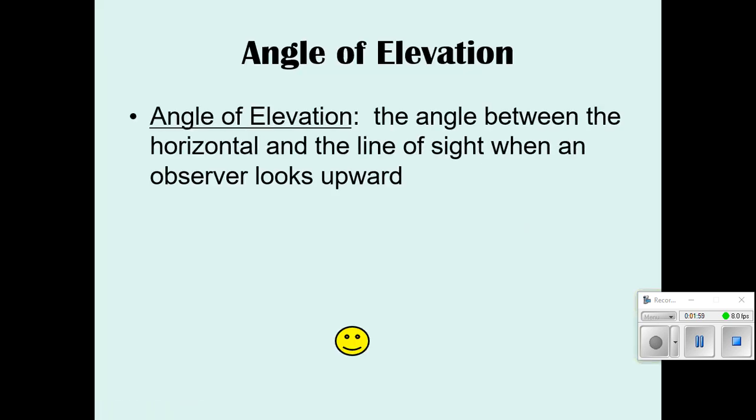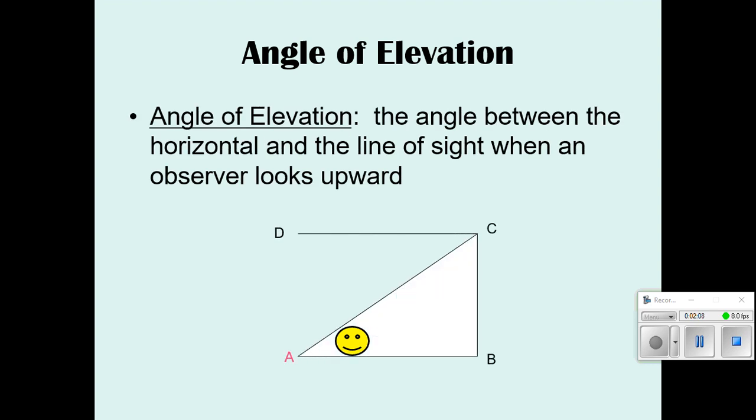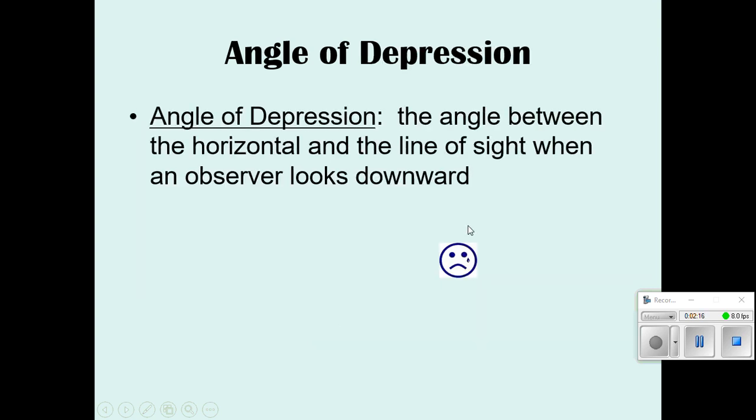So angle of elevation is the angle between the horizontal line and the line of sight when an observer looks upward. So this is the angle of elevation, the angle looking up. Angle of depression is the angle between the horizontal line and the line of sight when the observer looks downward. So this one is the angle of depression.